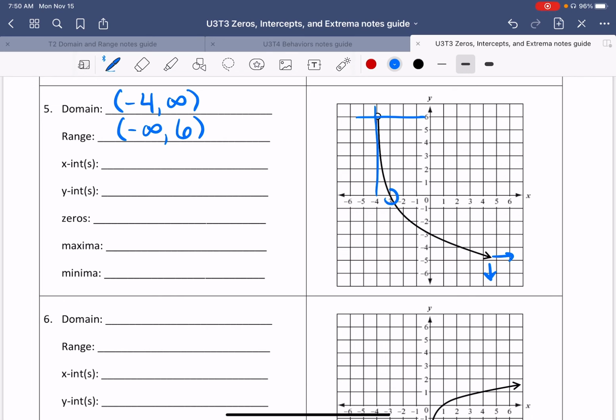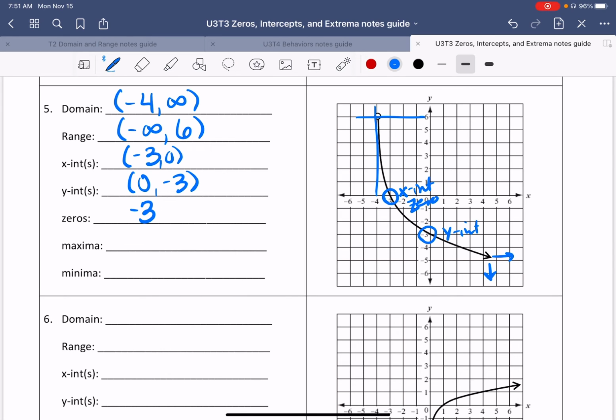X-intercept is at -3, and that's also our 0. So x-intercept is -3, 0. 0, the function is just -3. So if I take my function, set it equal to -3, represents my zeros for my function. Y-intercept crosses the y-axis at also -3. So 0, -3.